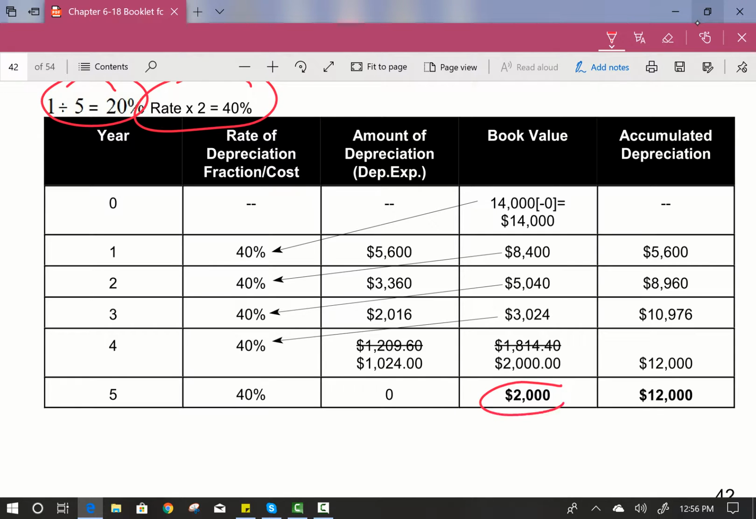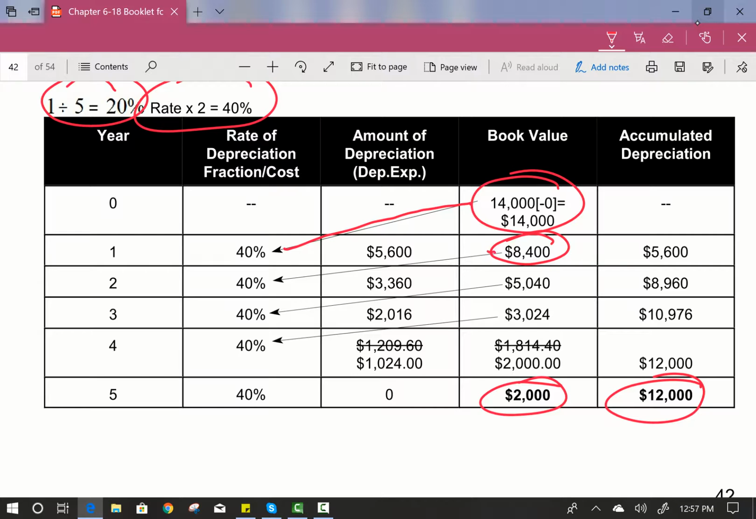See right down here? It will not go lower than the residual value in the end, nor will the accumulated depreciation go greater than the cost less the residual of $12,000. That's the depreciable amount. But the book value does not recognize the residual value in the beginning, only in the ending. So what it does, it takes $14,000 and follow that arrow. 14,000 times 0.4 equals 5,600. Subtract 5,600 from 14,000, and that gives you $8,400.